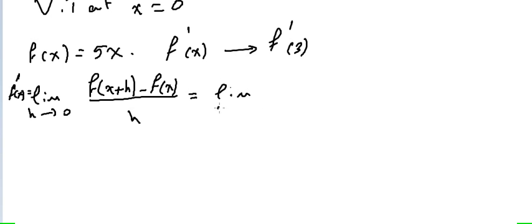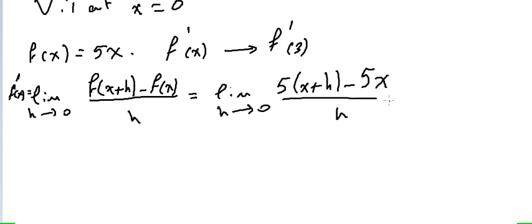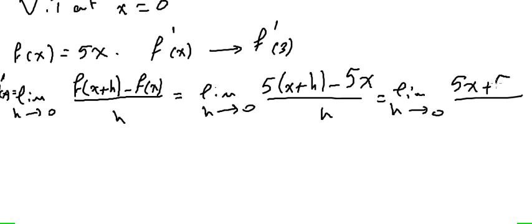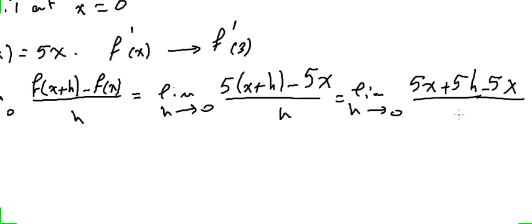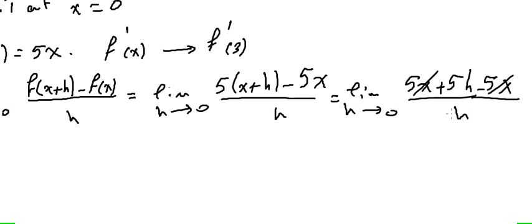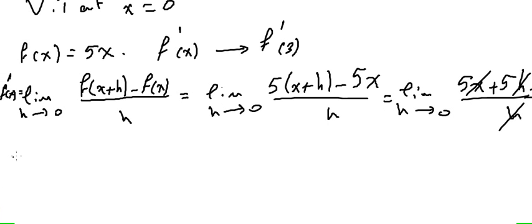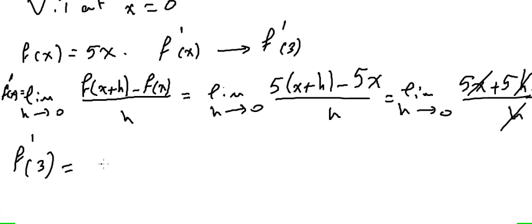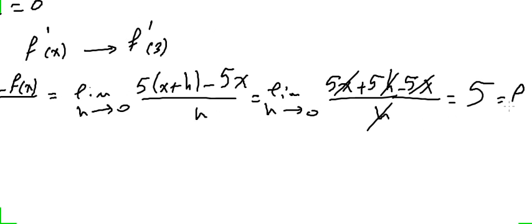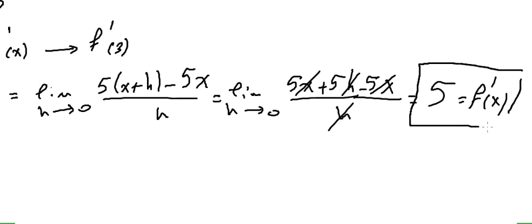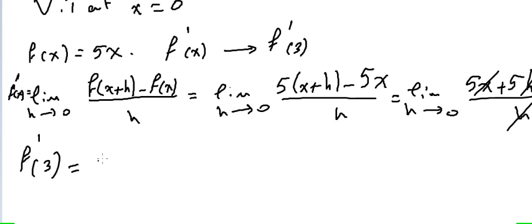So it's the limit as h approaches 0 of 5 times x plus h, minus f of x, which is 5x, over h. That equals the limit as h approaches 0 of 5x plus 5h minus 5x over h. The 5x minus 5x cancel. What's left is 5h over h, so we can simplify, and what's left is 5. Now, what is the derivative at 3? Since we don't have x in the derivative, this is a constant derivative, so whatever x is, it's going to be 5.